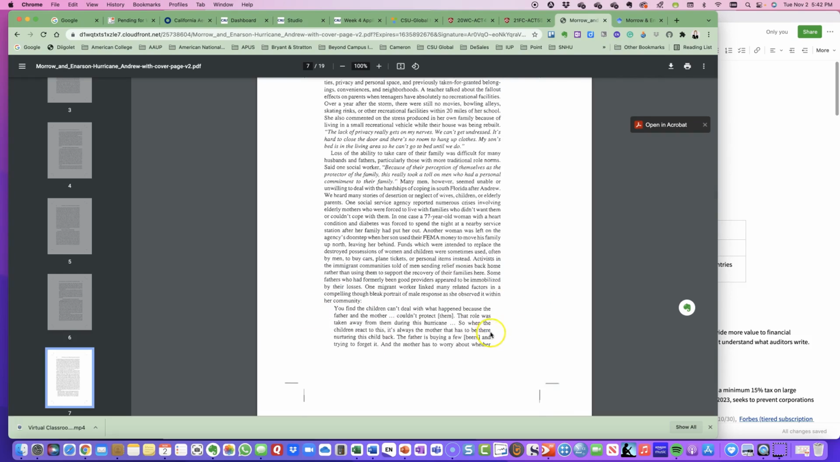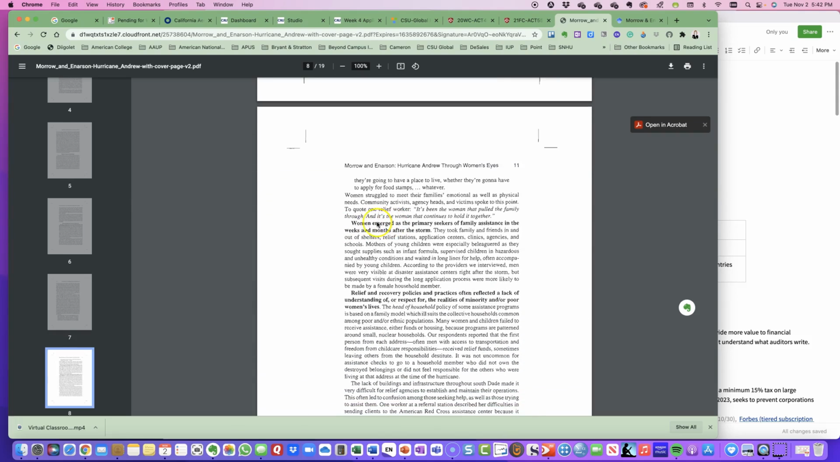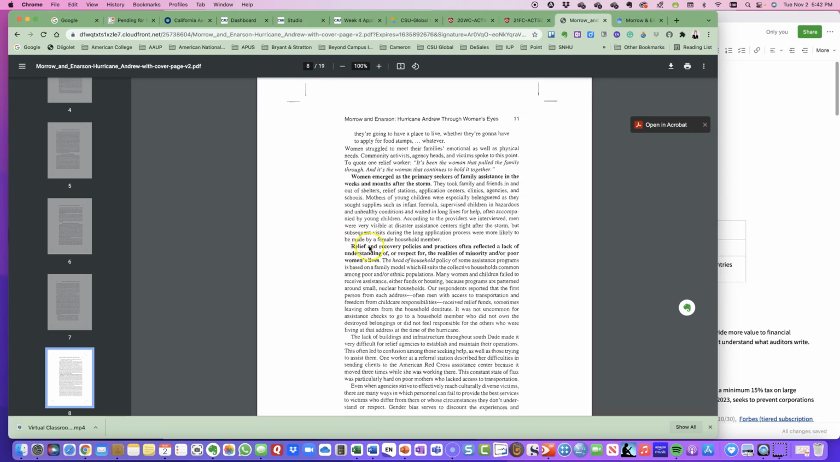And then you see here another one, a migrant worker, linked many related factors in a compelling, bleak portrait of a male response. And then another issue is that women emerged as the primary seekers of family assistance in the weeks and months after the storm. And so they took in family and friends, they provided relief stations, application centers, clinic agencies, and all of that. And then we see here the relief and recovery policies and practices often reflected a lack of understanding or respect for the realities of minority and or poor women's lives.